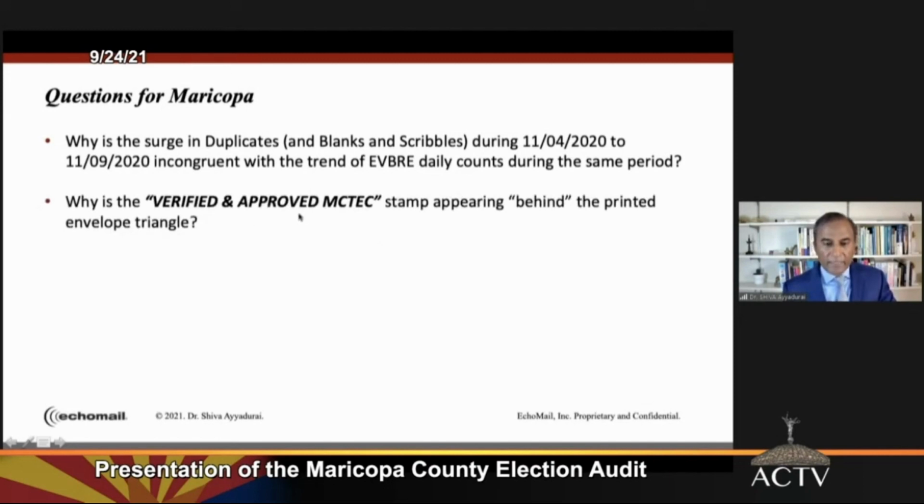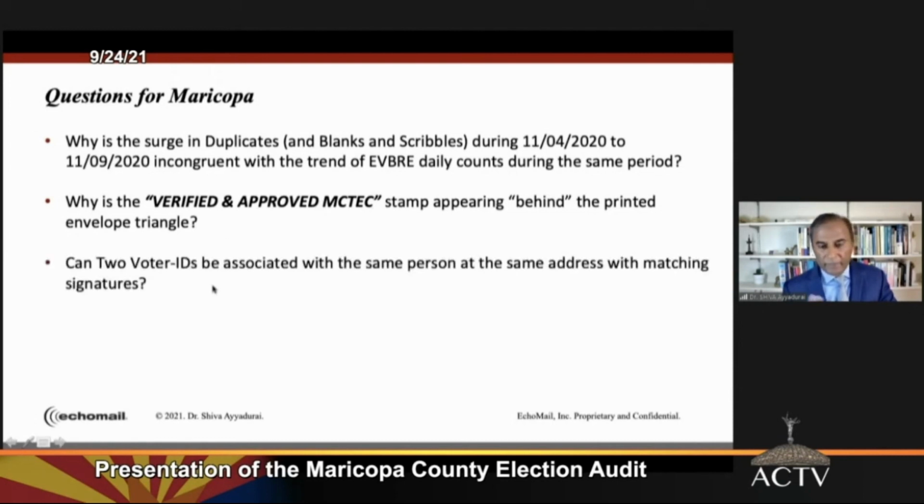Finally, why is the verified and approved stamp envelope appearing behind the printed envelope triangle? How does that happen? Is there some imaging that's done? Are the envelopes printed? I just have a question from an imaging standpoint.